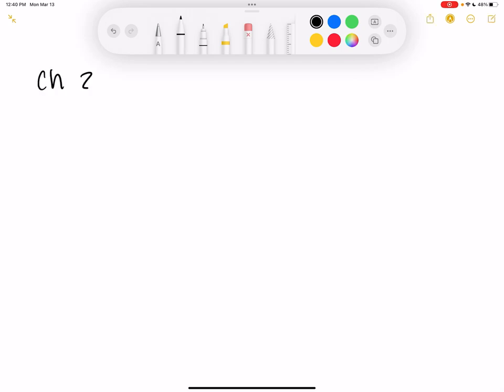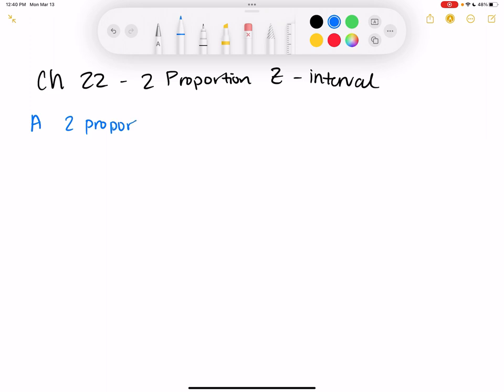All right, chapter 22, 2 proportions, the interval. So we've been just doing 1, but now we're doing 2. So a 2 proportion hypothesis test compares 2 different groups.